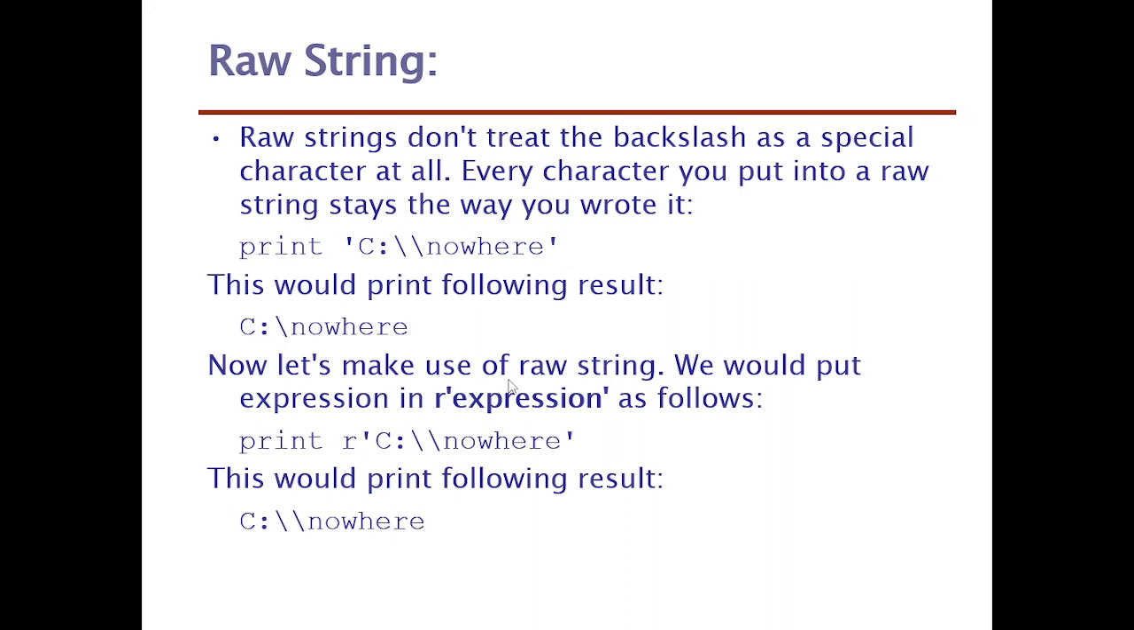Now let's make use of a raw string. You would put the expression as follows: print r, for raw, then "C:\\nowhere" with the double backslash. This would print the following result. Once we use the r expression, this will display the following. Once we do not put the r in the print, it will only output the one backslash.